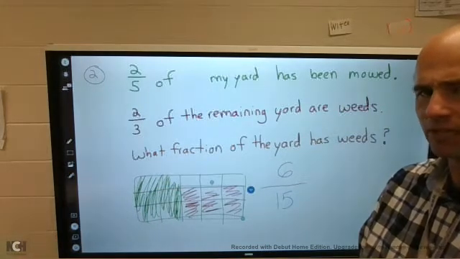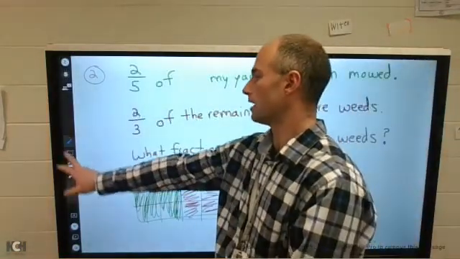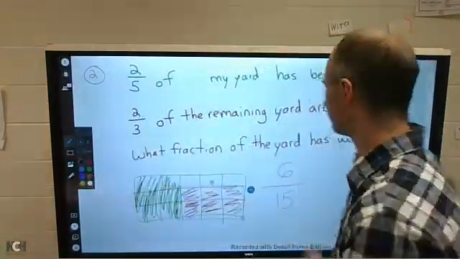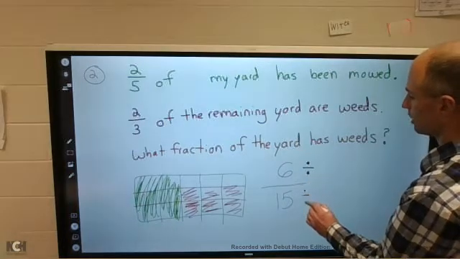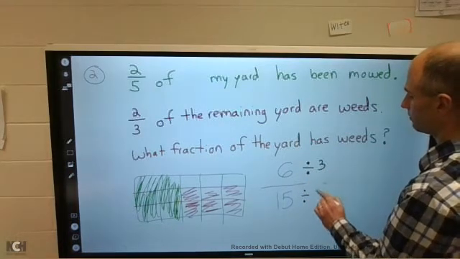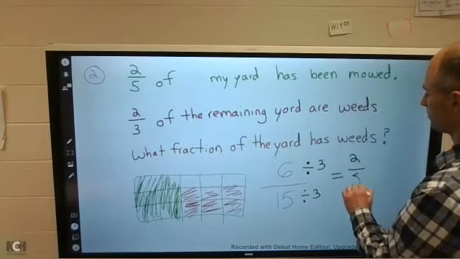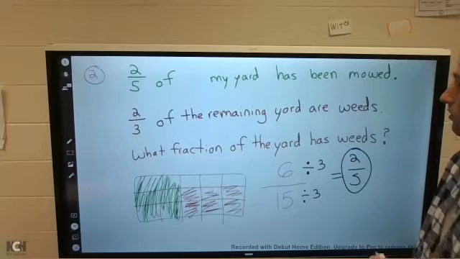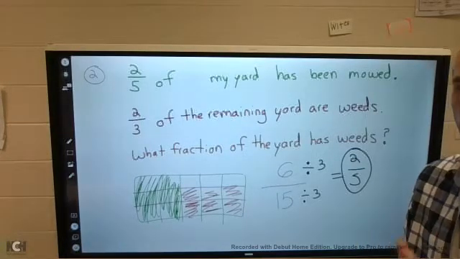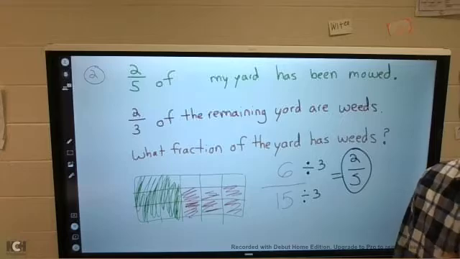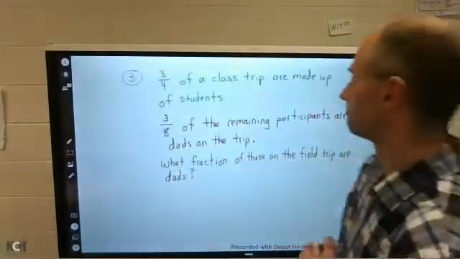Can that be simplified? Well, 2 can't go into both numbers. But 3 can. So I'm going to divide my numerator and my denominator by 3 to get 2/5. So therefore, 2/5 of my yard has weeds in it. Let's move on to the next problem.